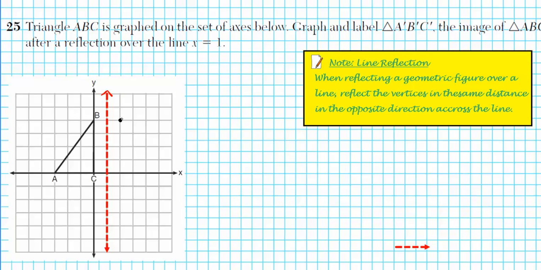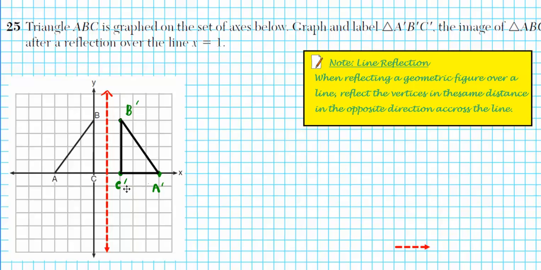Okay, let's change colors here. So B prime under this transformation gets mapped here. C is 1 unit to the left, so C prime will be 1 unit to the right. A is 1, 2, 3, 4 units to the left, so A prime will be 1, 2, 3, 4 units to the right. Okay, so this is the triangle that we're talking about, the image of triangle ABC. All you just have to do is draw the triangle and you are in good shape.